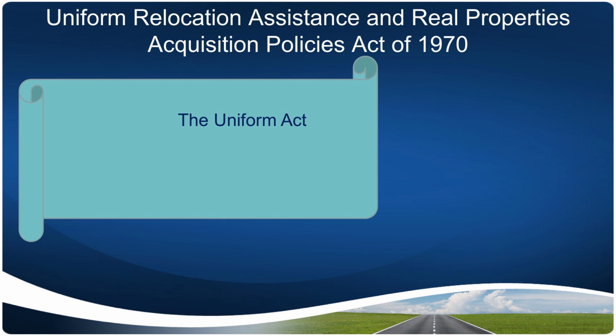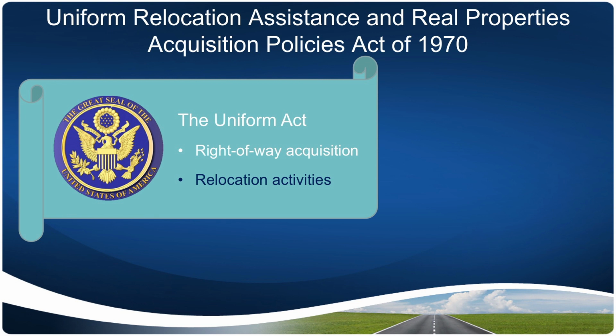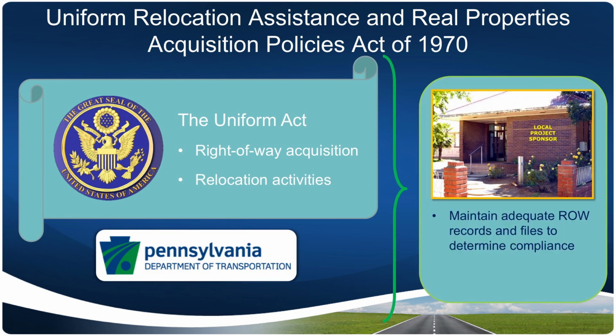The Uniform Relocation Assistance and Real Properties Acquisition Policies Act of 1970, as amended, commonly called the Uniform Act, is the primary federal law for right-of-way acquisition and relocation activities on federally assisted projects. Together, the Uniform Act and PennDOT regulations require that a local project sponsor maintain adequate chronological right-of-way records and files in sufficient detail to enable a reviewer to determine compliance with federal and state requirements.